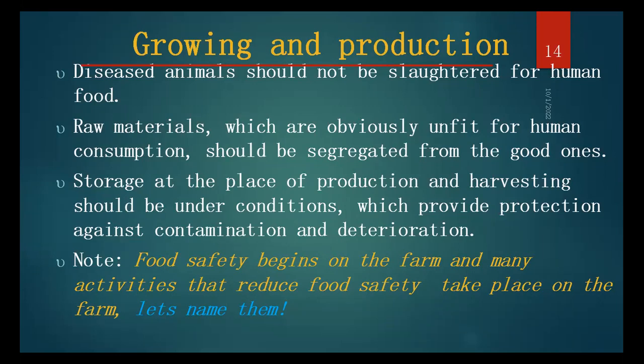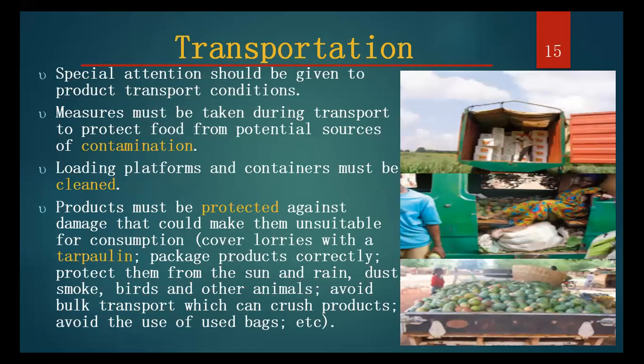Important to note is that food safety begins during production at the farm, and many activities that can reduce food safety take place on the farm. A very few processes will take place during storage, during transportation, and during time on the farm, ranging from these to 8 months, and some others more than a year. So as you read through this, you could name some of those activities that render food unsafe for human consumption.